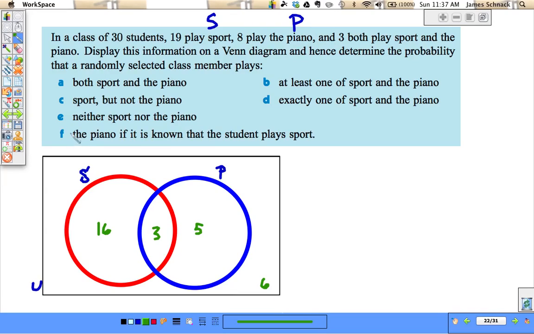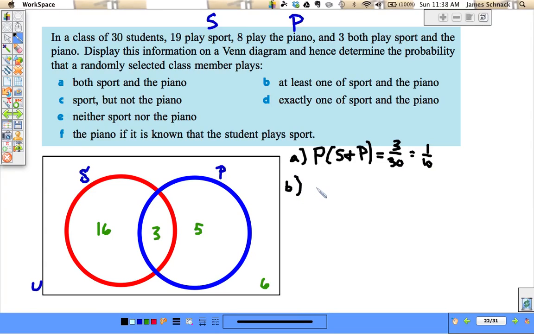And now for A through F, it doesn't ask us for how many, but it asks us for the probability. So for part A, probability that they play both sport and piano. So there are 3 people that fit that mold. Sport and piano, those are not mutually exclusive. There is overlap. These are not independent events. So sport and piano, 3 out of 30, better known as 1/10. And yes, you do need to reduce.